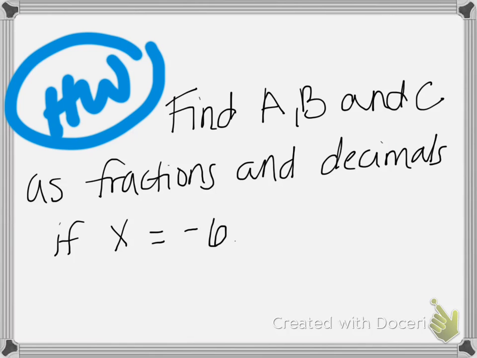So what you need to do tonight is, using my number line, find A, B, and C, so find all 3 points, as fractions and decimals given x equals -6. So you may need to go back to the previous slide. You may need to draw the number line yourself. But if x equals -6, find all 3 points using both fractions and decimals from my number line.